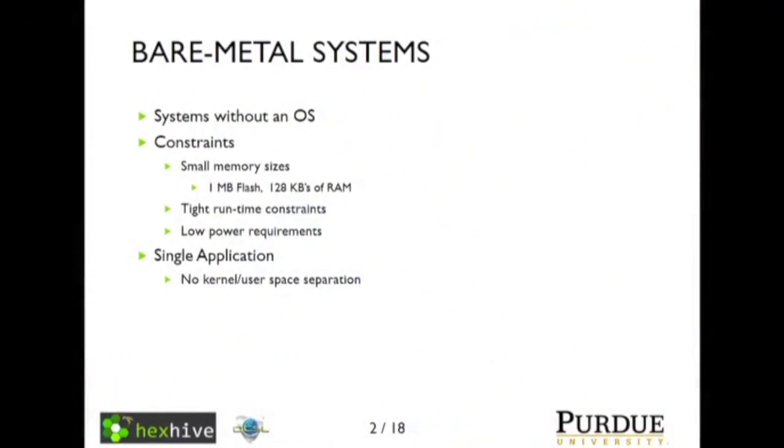So I work in bare metal systems. A bare metal system is a system without an operating system. They're often found on microcontrollers and very small systems. They're constrained. We're talking about systems that use a megabyte of flash and a couple kilobytes of RAM. And then they have really tight runtime constraints and low power requirements. And because there's just a single application on there, there's no separation between kernel or user space.